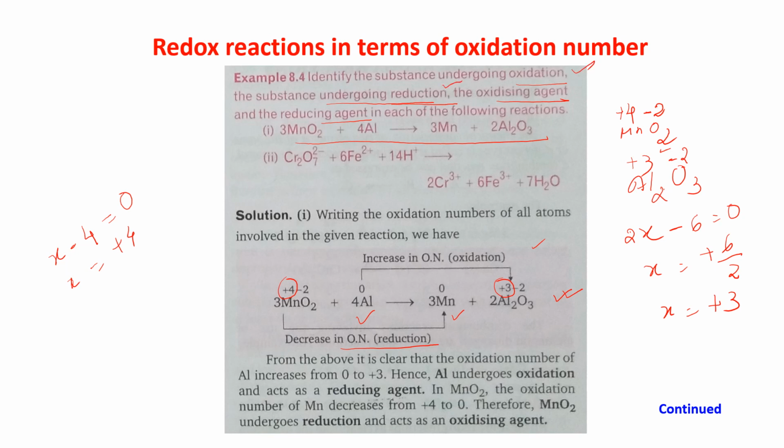And you see for oxygen, it is -2, -2. So there is no change in the oxidation number. We will not consider it. Now from the above, it is clear that the oxidation number of aluminium increases from 0 to +3. Hence, aluminium undergoes oxidation and acts as a reducing agent. And in MnO2, the oxidation number of Mn decreases from +4 to 0. Therefore, MnO2 undergoes reduction and it acts as an oxidizing agent. Clear?